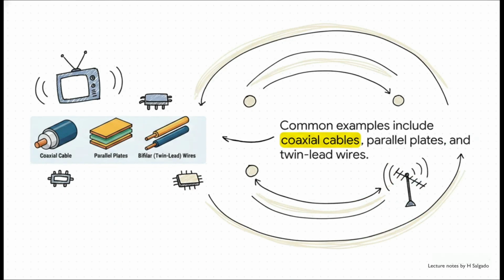Physically, a transmission line is just any structure that's designed to guide an electromagnetic wave from point A to point B. And you see these things every single day. The coaxial cable bringing you TV or internet, those old-school twin lead wires for an antenna, or even the microscopic parallel plates connecting components inside a microchip. Their job is simple: get the signal where it needs to go.